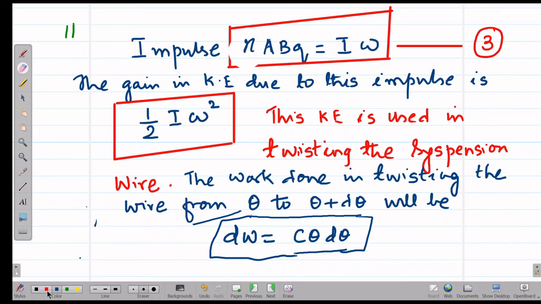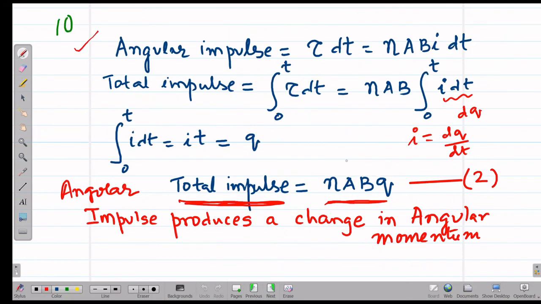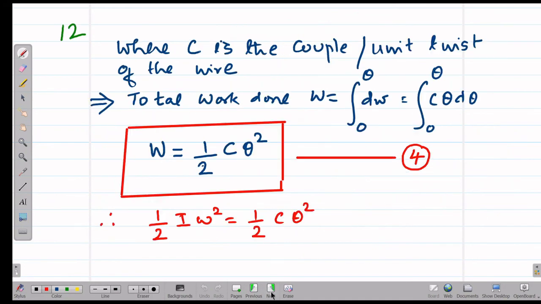And the amount of work done is given by half c theta squared. So from the work energy theorem, we know that the kinetic energy gained, which is half I omega squared, is equal to the work done in turning the coil by an angle theta. This is the funda that you have to understand. Ultimately, this is what is happening.